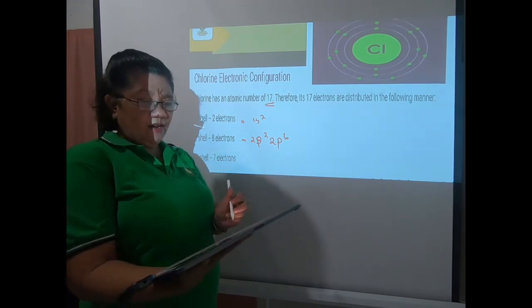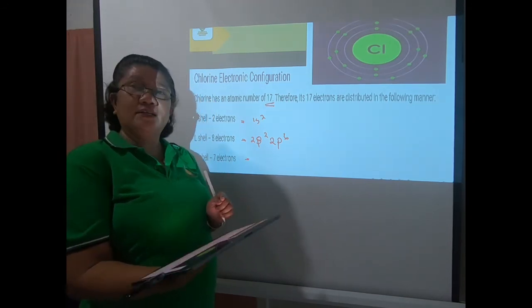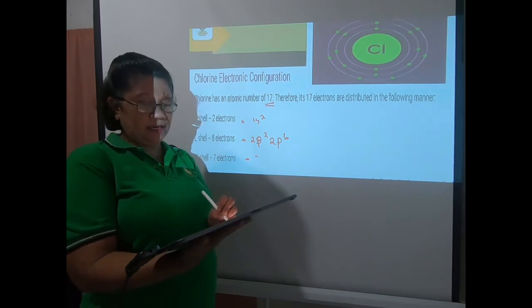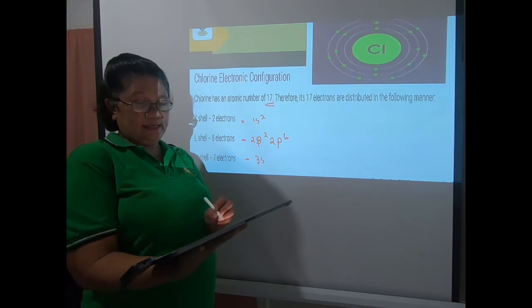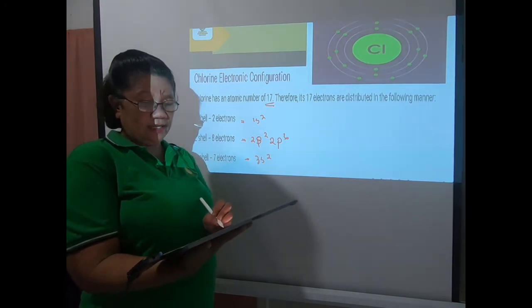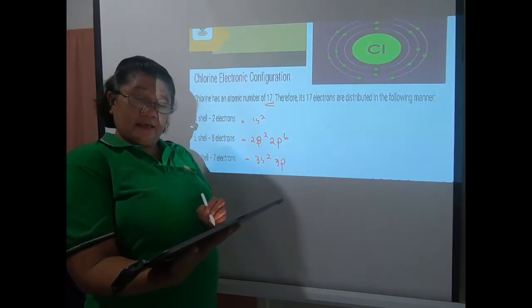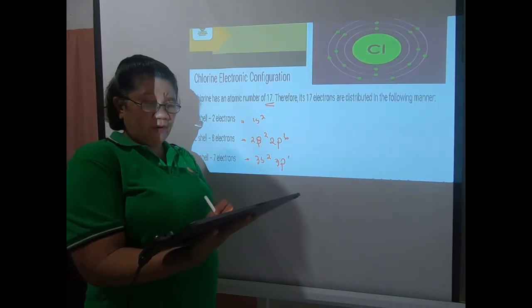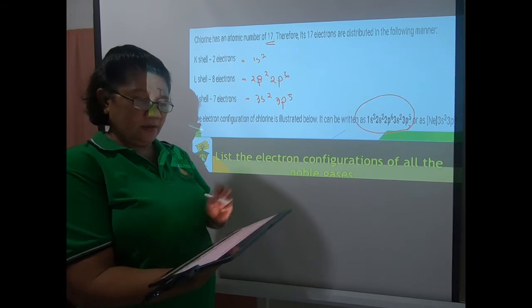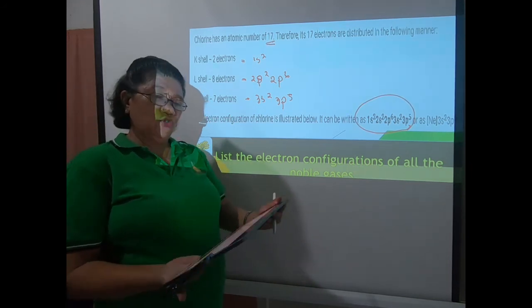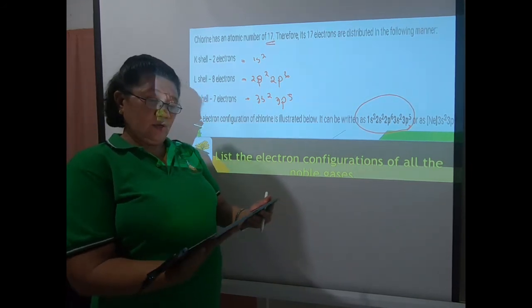Okay, then for your M shell, that is the third, that will be 3s. This is already 10 plus 2, 12, then 3p, there will be 5 only. That will be now your electron configuration for your chlorine.